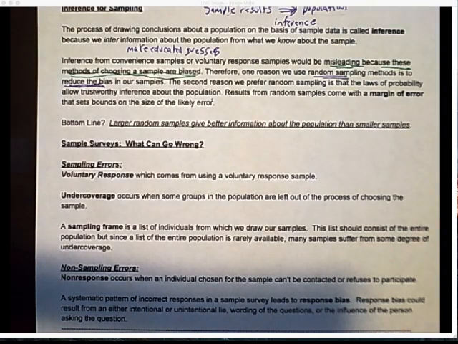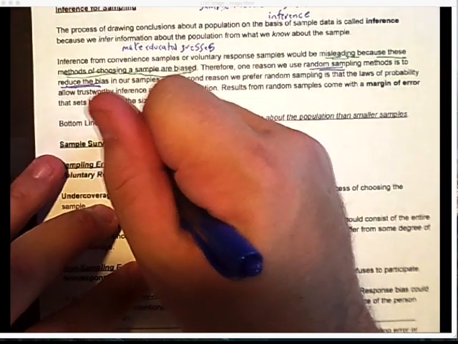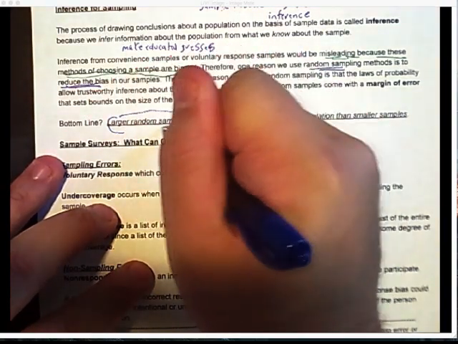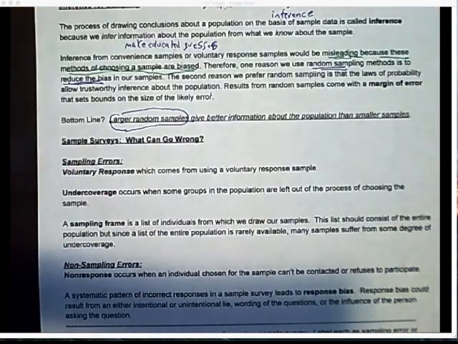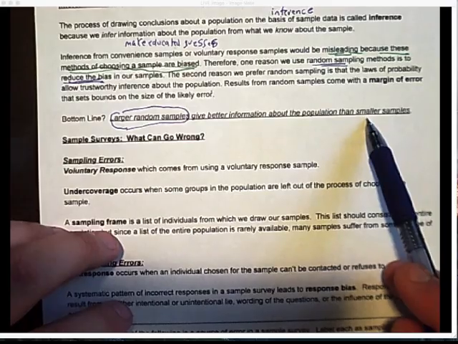And what about another key part of this chapter? If we use a random sample, as long as it's fairly large, okay? So if we have a population of 300 million people, we shouldn't just ask 10 people. The number has to be bigger than that. But the larger our sample is, the better information it gives us about the population than smaller samples.